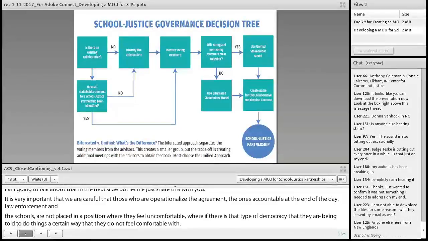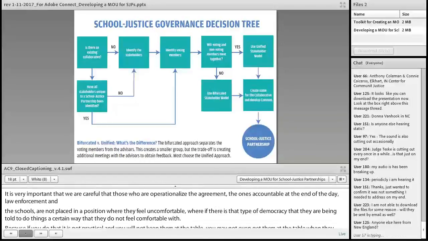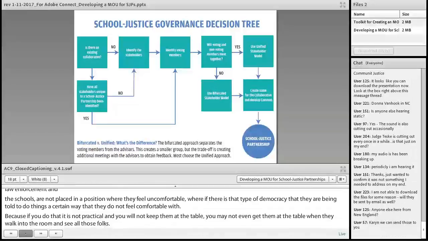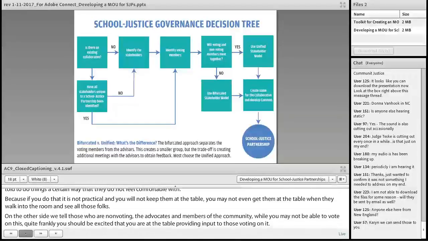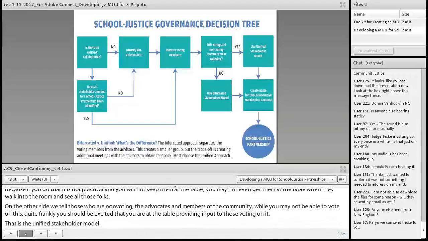On the other side, we tell those who are the non-voting members, the advocates, members of the community, whatever the case may be, that while you may not be able to vote on this, quite frankly, you should be very excited that you're at the table providing the input to those who are voting on it. That's the unified stakeholder model. And in a moment, I'm going to talk about the bifurcated stakeholder model. We have jurisdictions who choose between the two options. They give it a name, and they move on toward a school justice partnership.